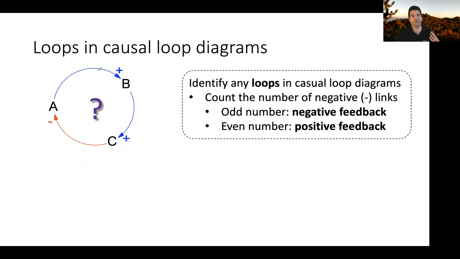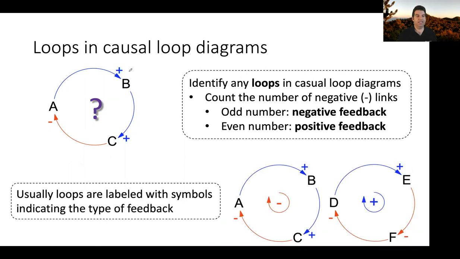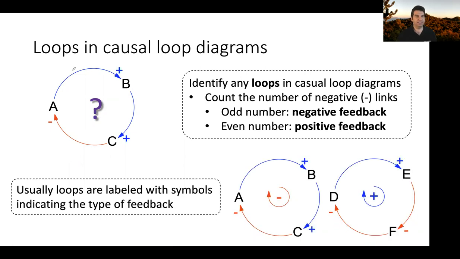And so then the question is, how do we label these loops into negative feedback and positive feedback? And you just count the number of negatives as you go around every loop. And so in this particular case, there's one negative, and so that made this a negative loop here. So this here is going to be a negative or a balancing feedback loop. So I could also label that with balancing.